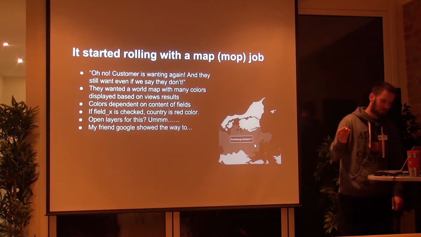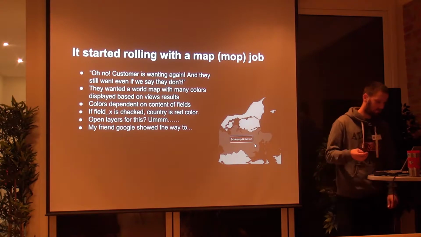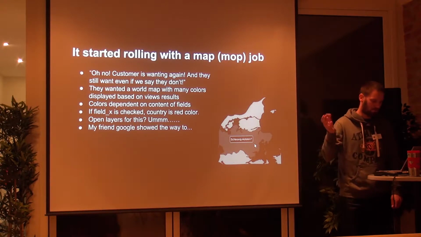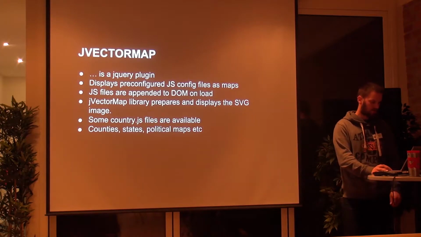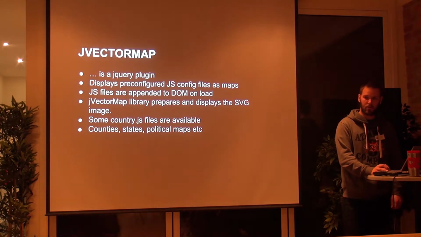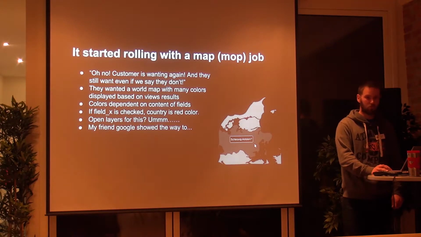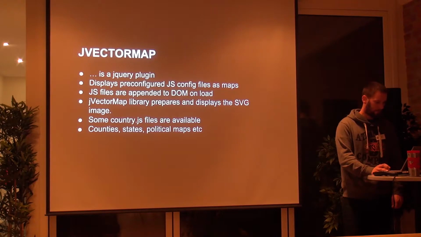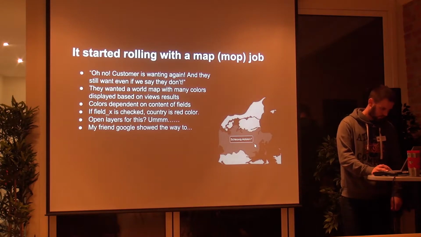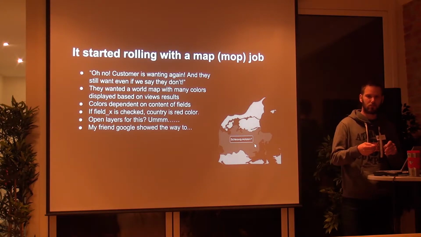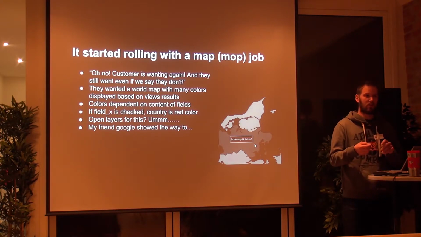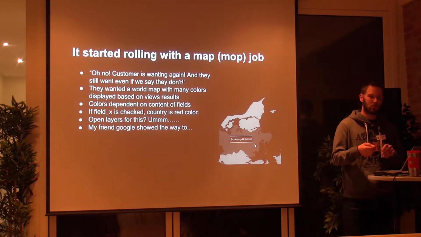So it was basically a views plugin that said if field X is checked, country is red color. It is a sandbox, so you can try it out yourself. More on that later. We could use open layers to do something like this, but it's really hard and it really takes a lot of configuration. It's nothing you do in 5 minutes.